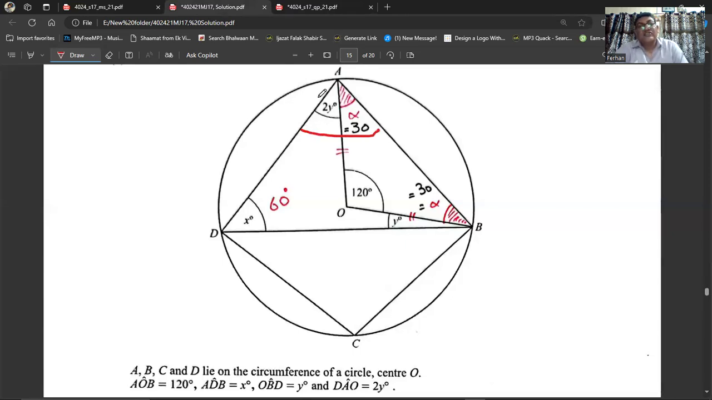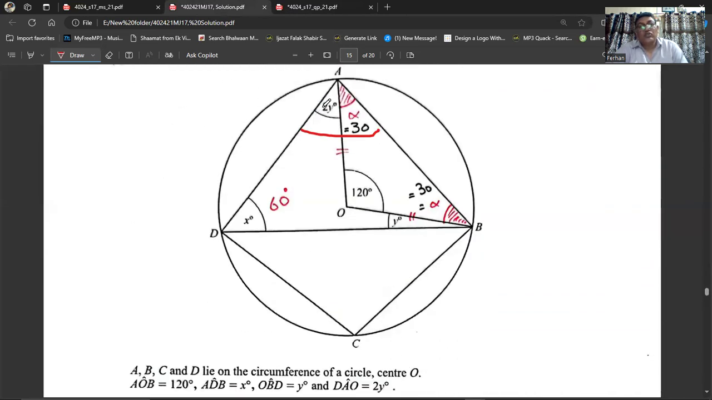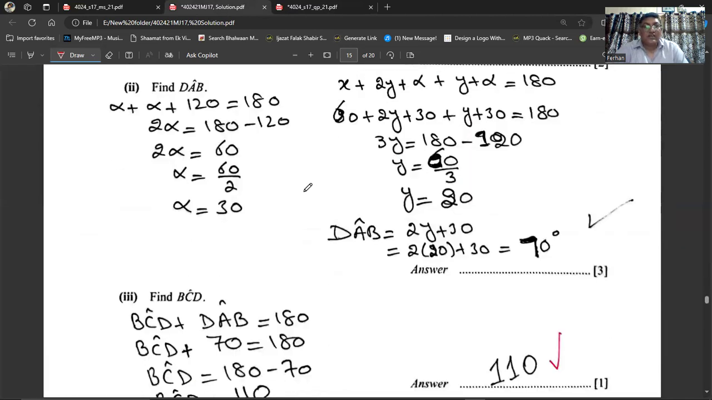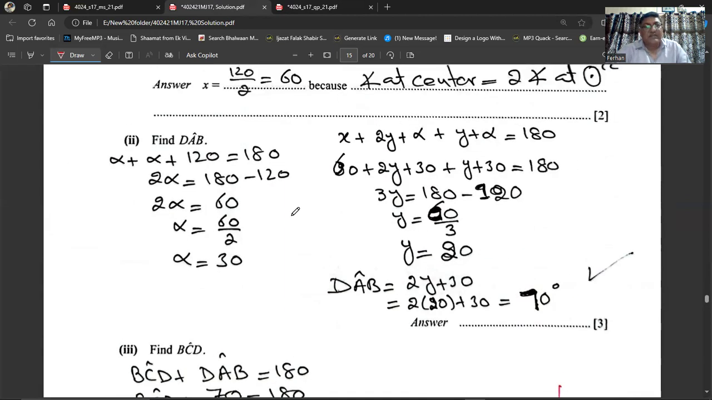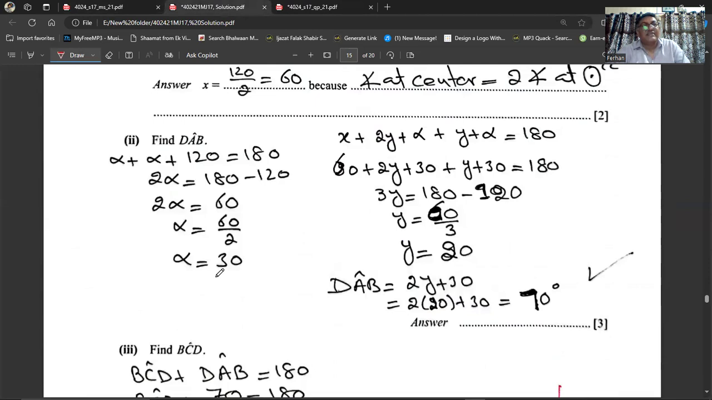This angle is 2 multiplied by the value of y, 20. So 2 multiply 20 plus 30. So the angle DAB will be 2y plus 30. That is 2 multiply 20 plus 30, and that will be 40 plus 30, which is 70 degrees. So the angle DAB is 70 degrees. Our answer is right.